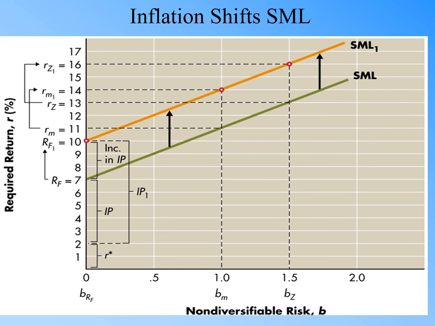And we have achieved a new SML line, SML1. If you look at the new SML line, you can see that the market return at the same level of risk is increased by 3%. And all the other security returns on the new SML line are increased by 3% at the same level of risk. So in this case, the SML line is shifted upward parallelly.